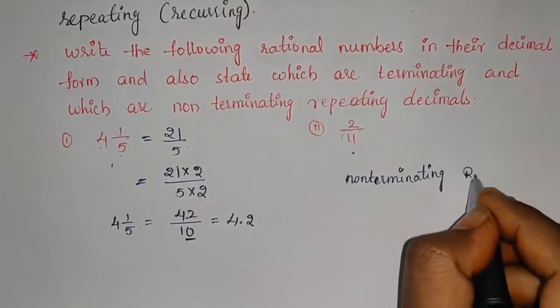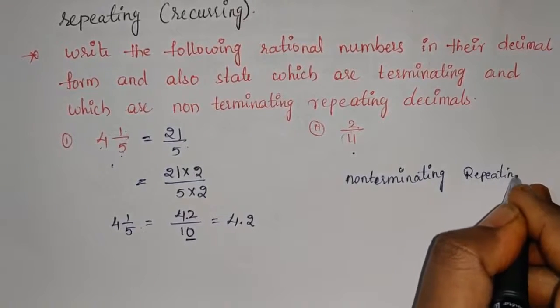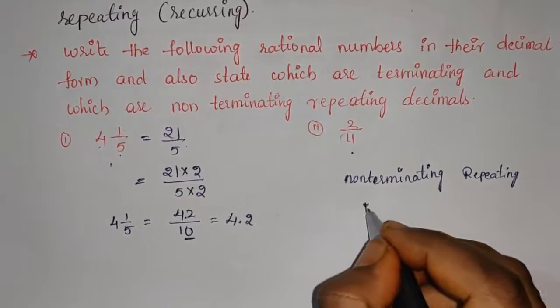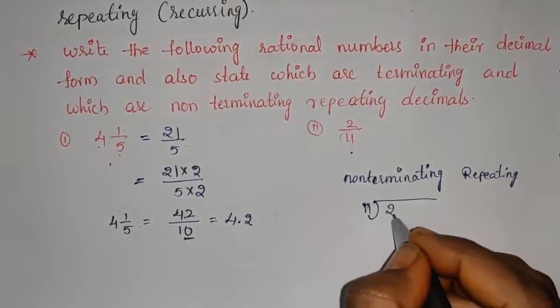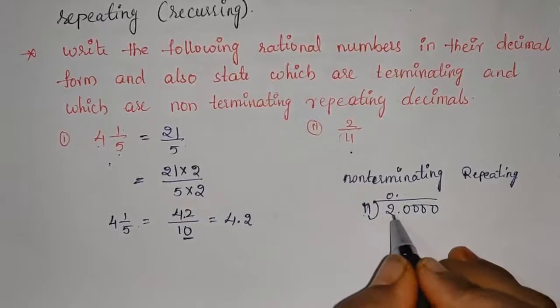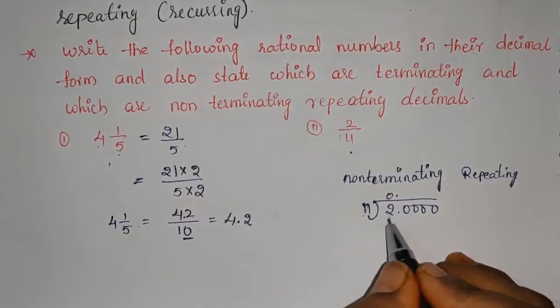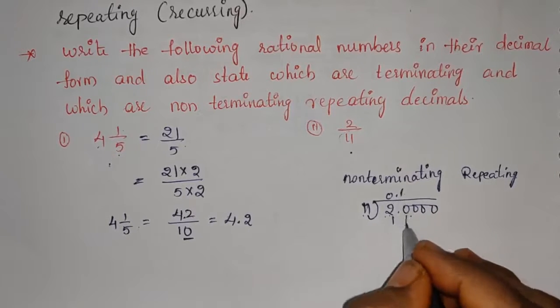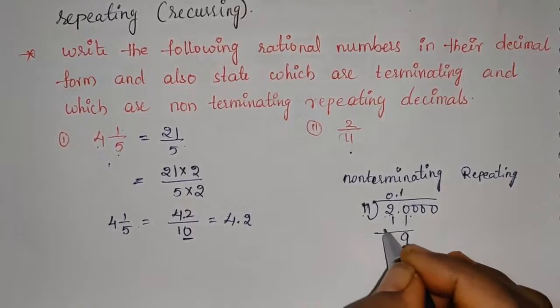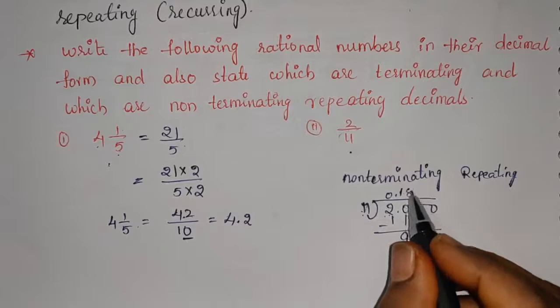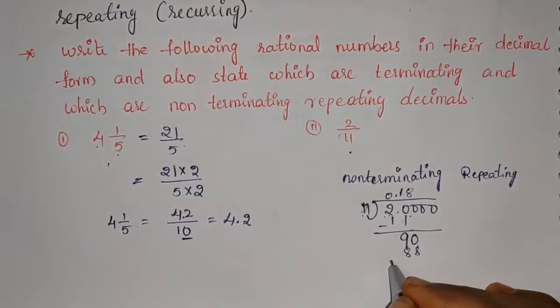Non-terminating and repeating decimal. If you have any doubt, you can check it with the actual division, that is 2 divided by 11. It is 0.11. Here 2 is not divisible by 11, so I am taking 20. 11 ones are 11. Here the remaining number is 9. Again I am taking 0 here. 11 8s are 88. So when you subtract this one, you will get 2.